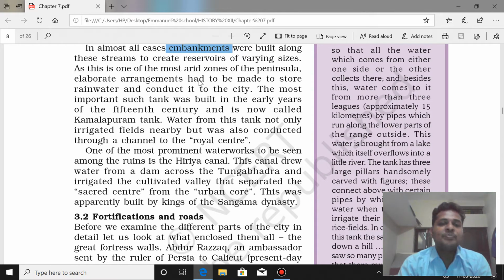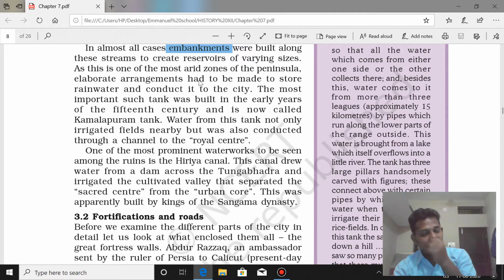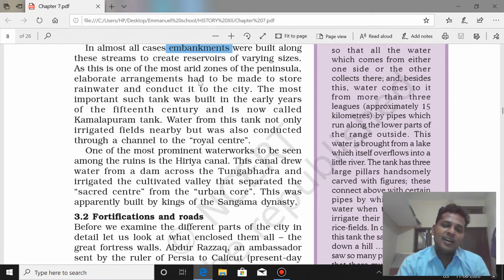This is the second point. This is one of the most arid zones of the peninsula. If you know, this is the Deccan Plateau और यहाँ पे it is considered to be a black soil area and arid zone. It is not a wetland, it is an arid zone. Elaborate arrangements have to be made to store rainwater as well as some other water. So rainwater को store करना बहुत जरूरी है.